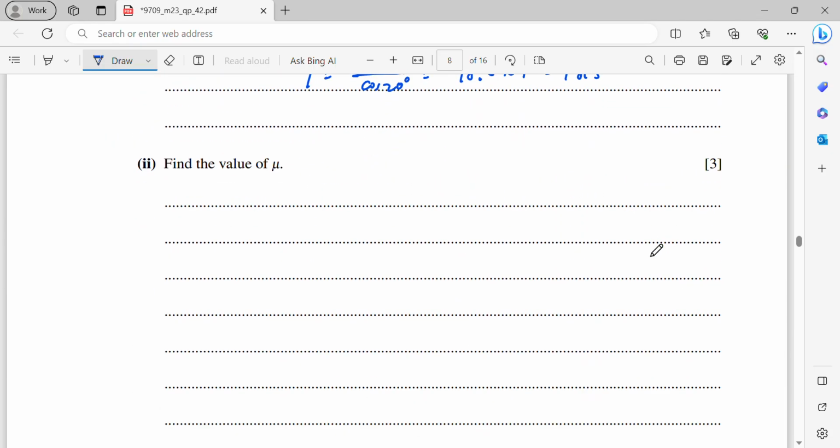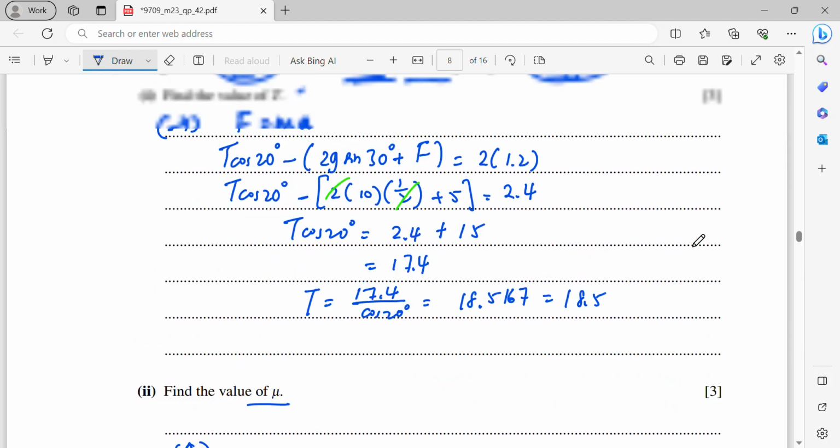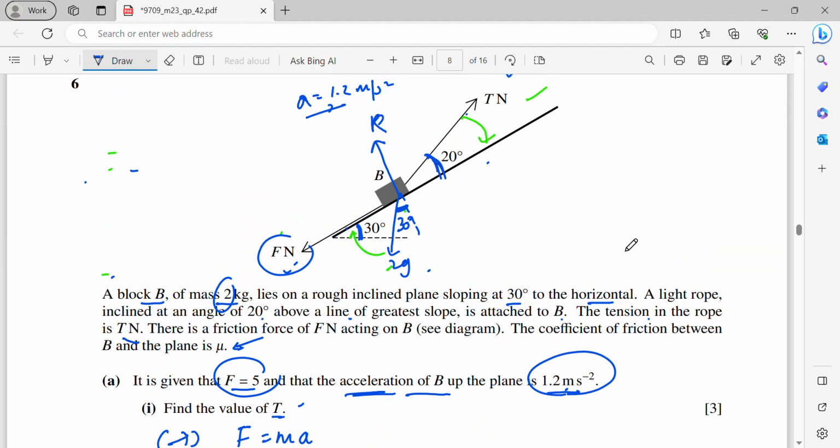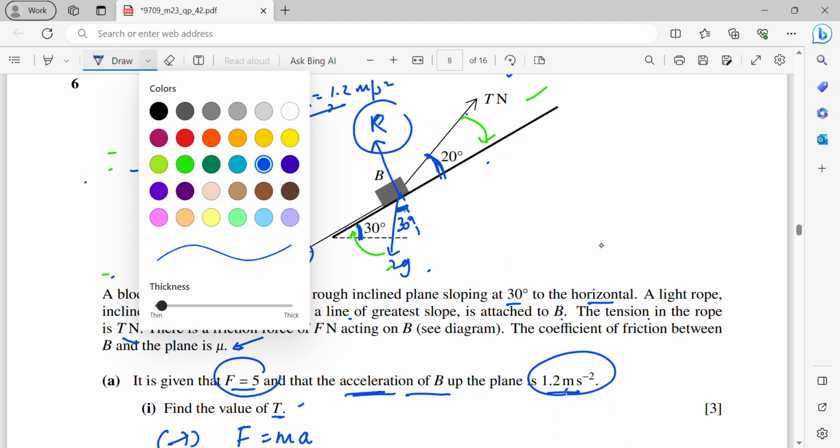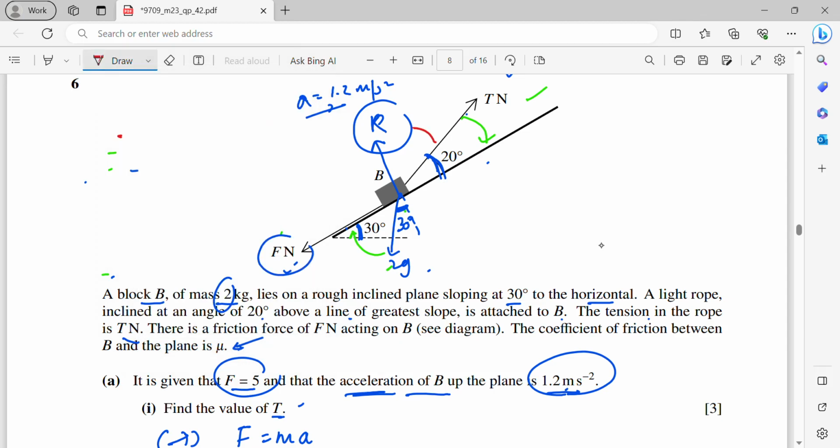Right, now part 2, find the value of mu. So we know that F equals mu R, right? Before that, I have to resolve the forces so that they are perpendicular to the plane. So when perpendicular to the plane, I will have R, then I resolve the T.